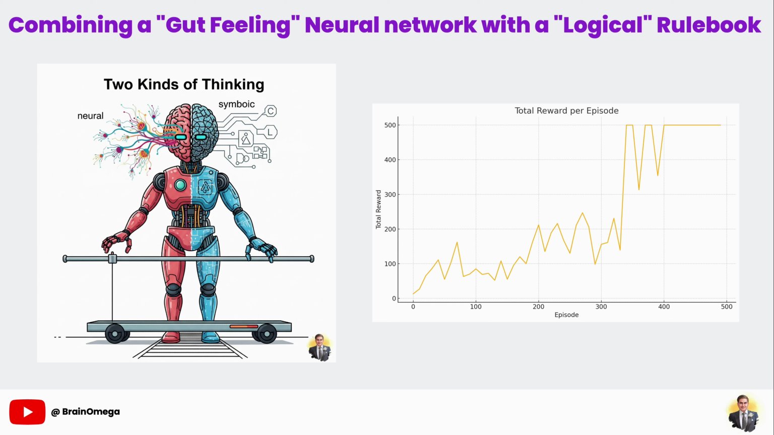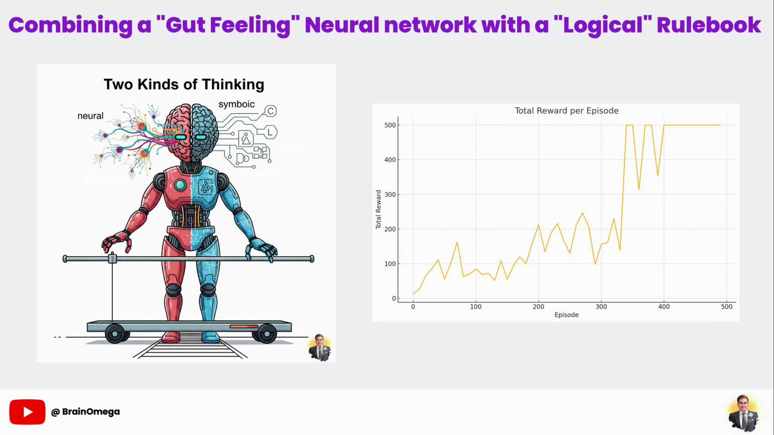Hello everyone, and welcome to a really exciting and cutting-edge topic in AI. We often think of AI in 2 ways. There's machine learning, which is great at pattern recognition and gut feelings, and then there's old-school symbolic AI, which is based on logic and hard-coded rules. What if we could get the best of both worlds? That's exactly what we're going to do today.